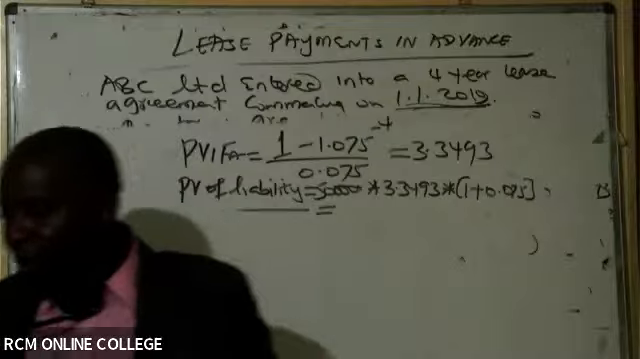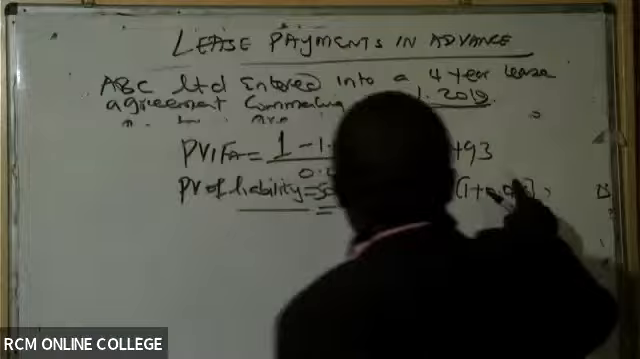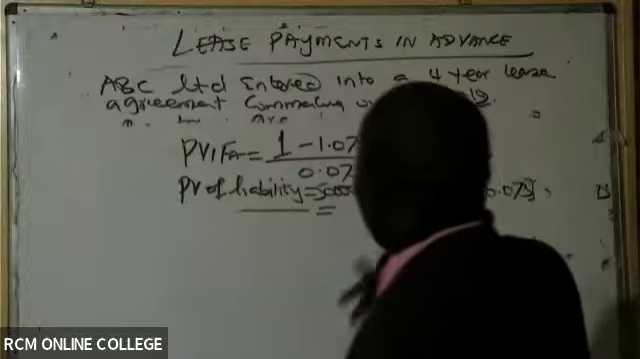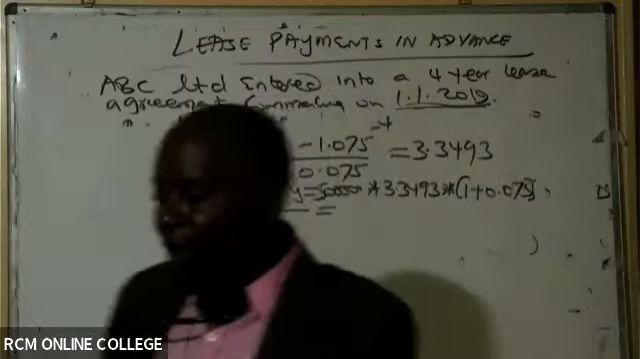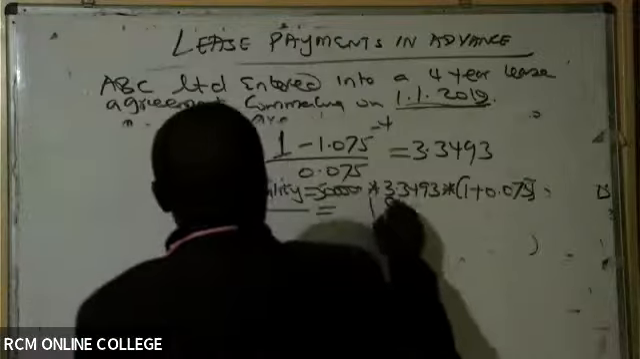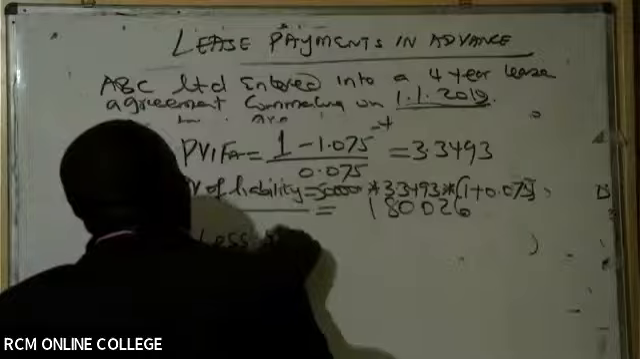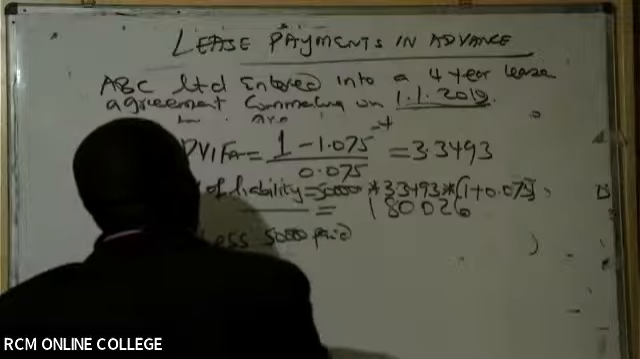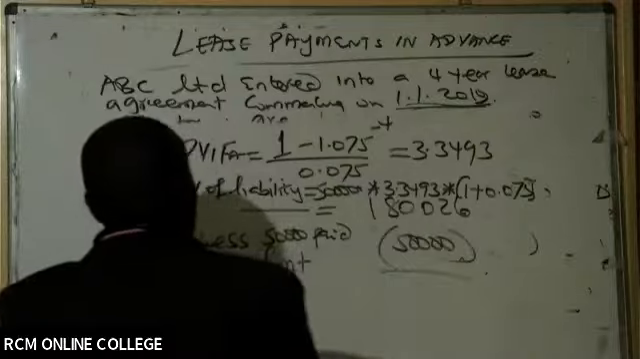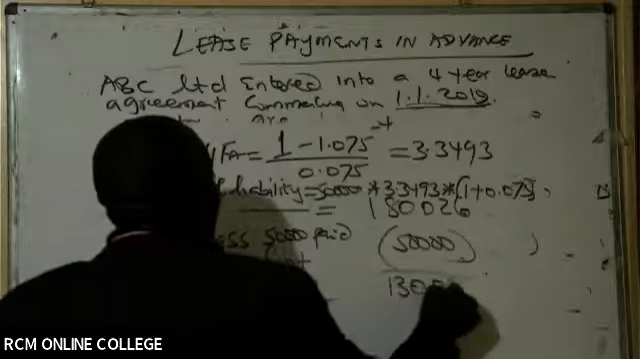I'm so sure you haven't multiplied with 1 plus R. We must multiply with 1 plus R, because of the advance payments. So we have here 180,026. But now remember, you must come and less the 50,000 paid upfront. You less that one. You get the lease liability. So therefore, the present value of lease liability will be 130,026.